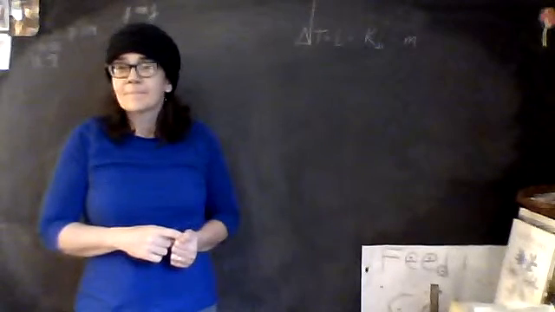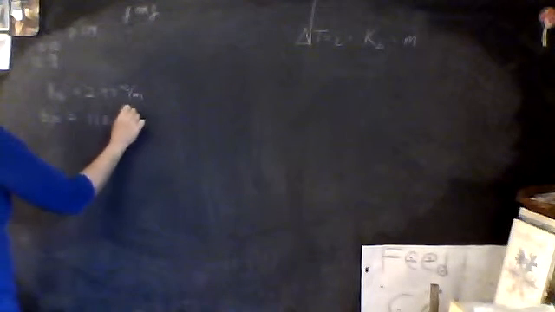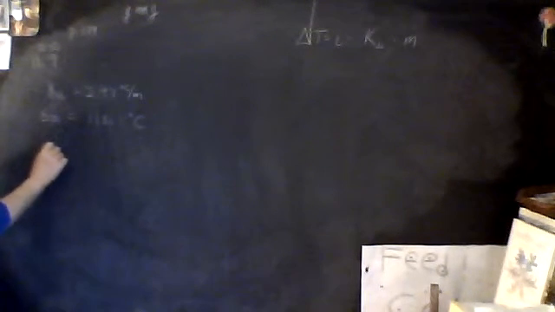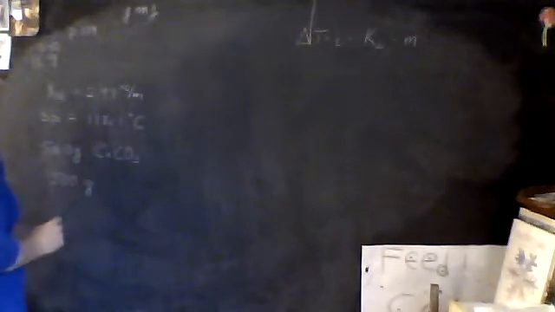So acetic acid has a Kb of 2.97 degrees Celsius over molality, and a normal boiling point of 118.1 degrees Celsius. What would be the boiling point of a solution made by dissolving 50.0 grams of CaCO3 in 500.0 grams of acetic acid? 500 grams of acetic acid.